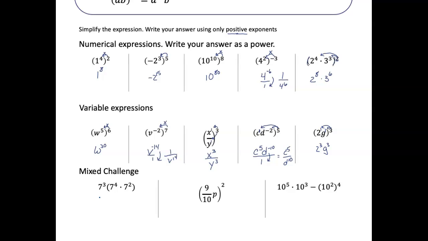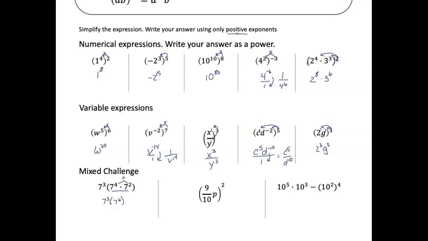And now we're going to mix it up a little bit. We have 7 to the 3rd in parentheses, 7 to the 4th times 7 to the 2nd. We have more parentheses. Okay, all these parentheses, order of operations. I need to do this inside parentheses first. So I'm going to multiply 7 to the 4th times 7 to the 2nd. Well, product rule, we're going to add those exponents. So when I rewrite this, I'm going to have 7 to the 3rd in parentheses, 7 to the 6th.